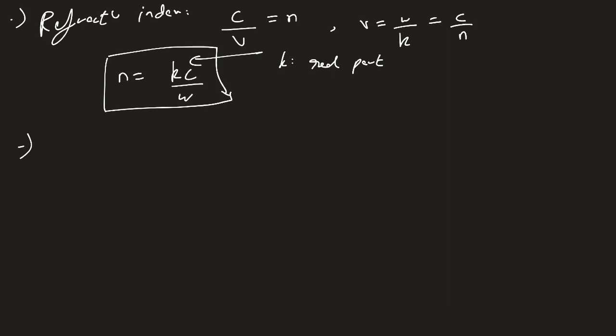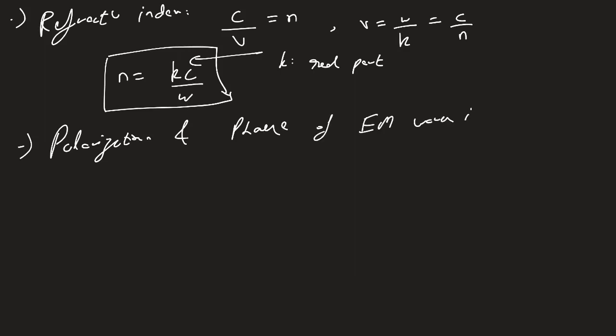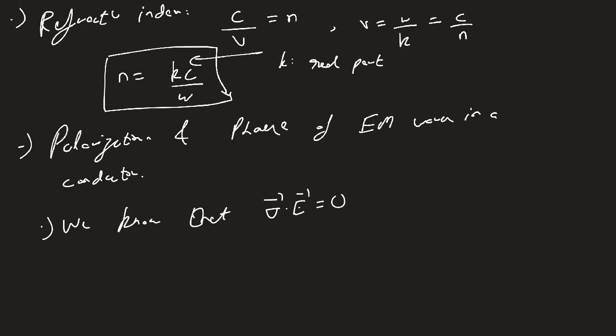And so let's then spend a few minutes talking about polarization and phase of electromagnetic waves in a conductor. Now once again, जिस तरह हमने पहले डायलेक्ट्रिक्स में किया था, we know that del dot E is equal to 0. So this must imply that E and K are perpendicular.